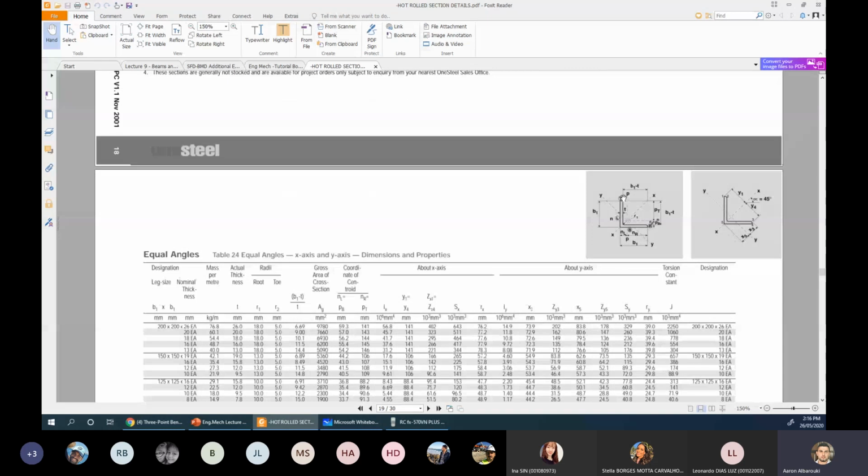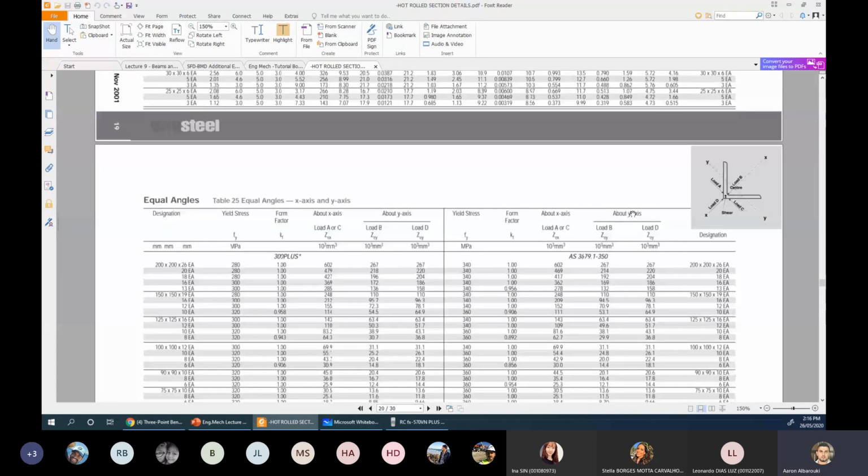Equal angles. They are just angle, equal in both sides. So if I say 100 by 5 EA, that means 100 millimeter in each side, and the thickness is 5. EA, equal angle.